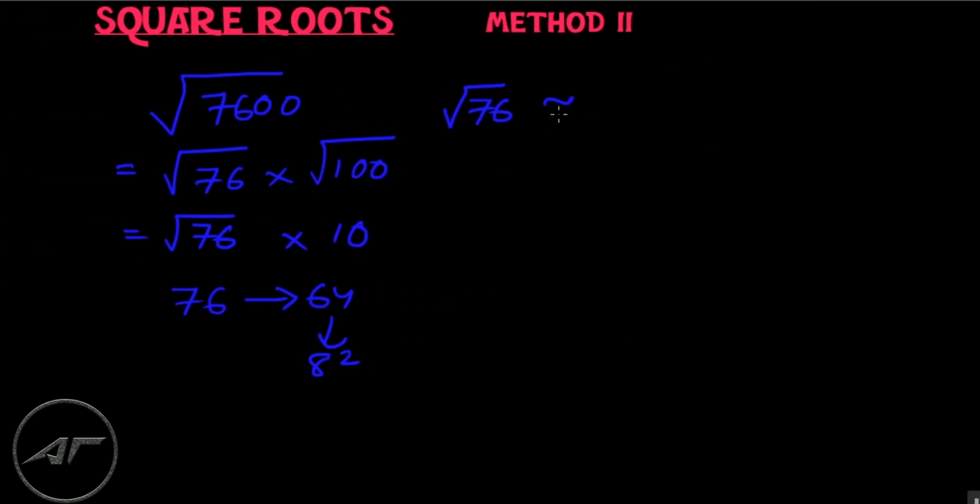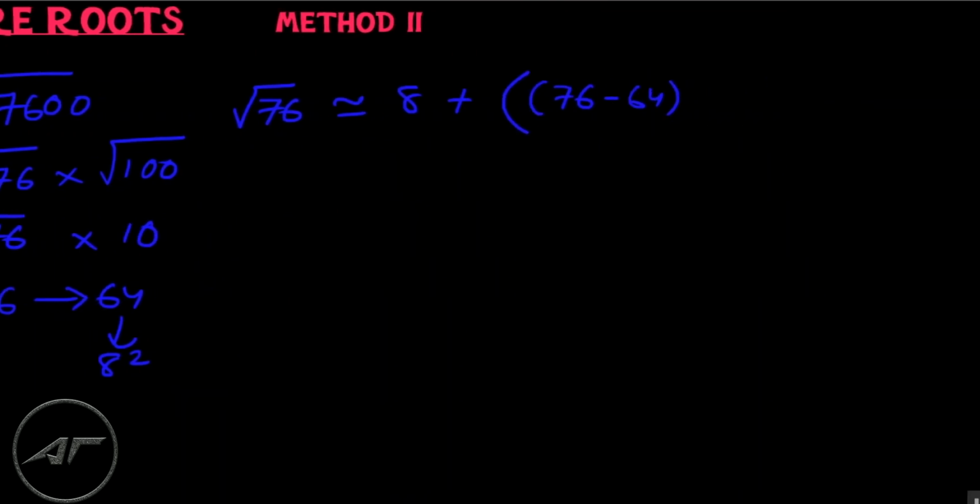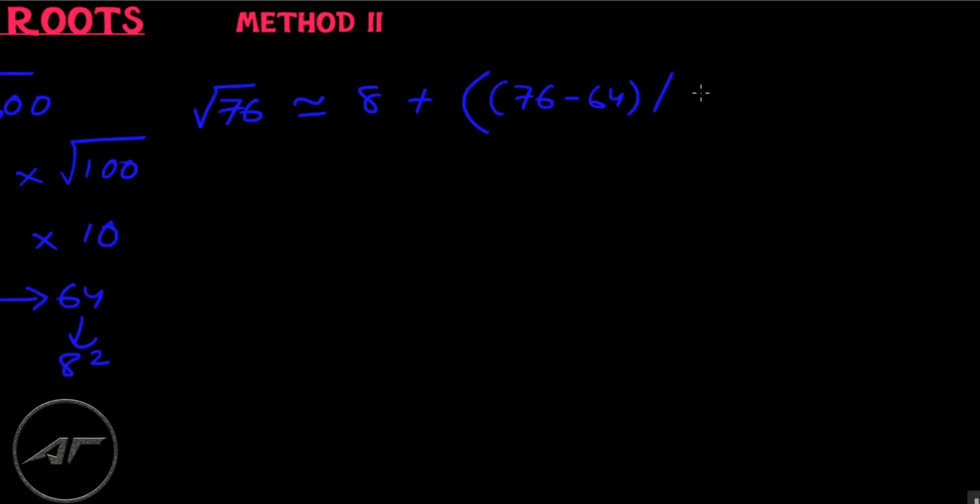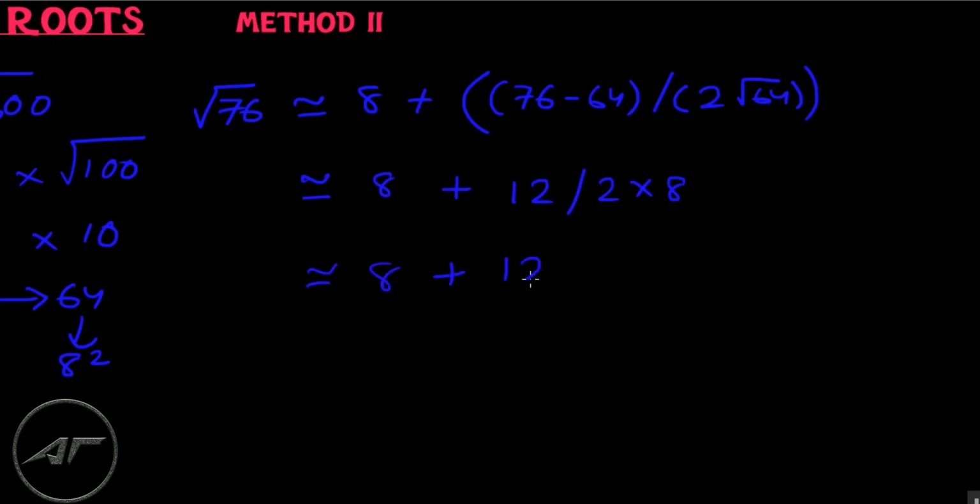Therefore the square root of 76 is going to be 8 plus (76 minus 64) divided by 2 into root of 64, which is 8 plus 12 by 2 into 8, 8 plus 12 by 16, 8 plus 0.75, 8.75.